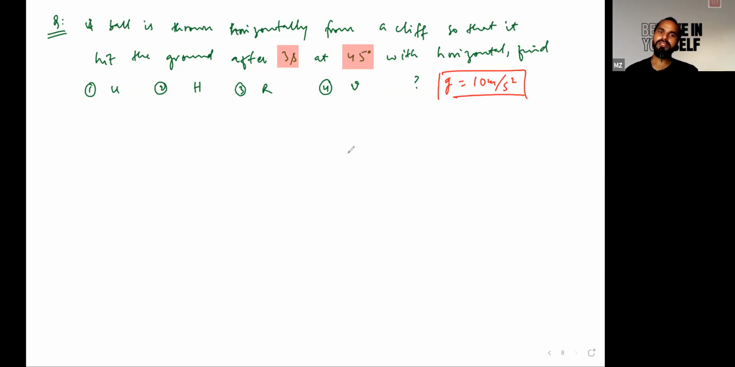For the final velocity, v is equal to root under u square plus g times t whole square. We have the value of u, which we have calculated here. g is nothing but 10 and t is nothing but 3. Just put them. Okay, Salman.